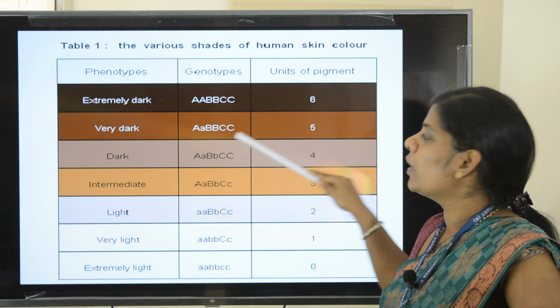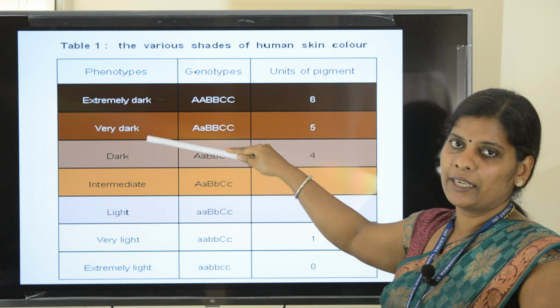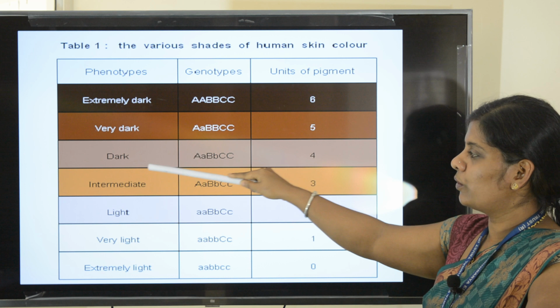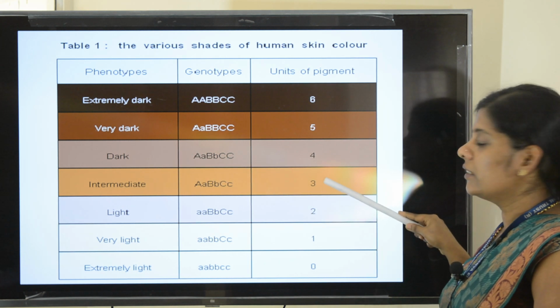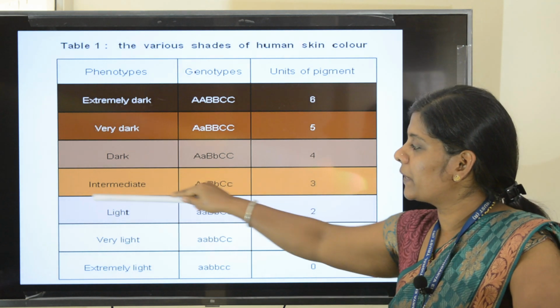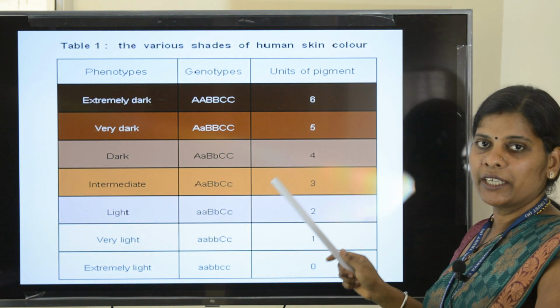Okay, here 5 alleles are dominant, so very dark. In the third case, 4 alleles are dominant, so dark here. 3 alleles are dominant, 3 are recessive. So phenotypically the person shows intermediate skin color.